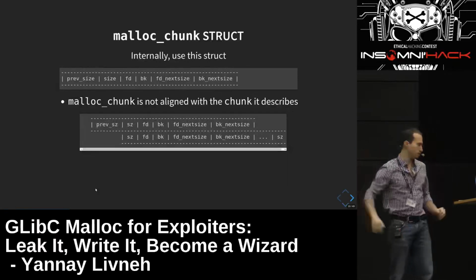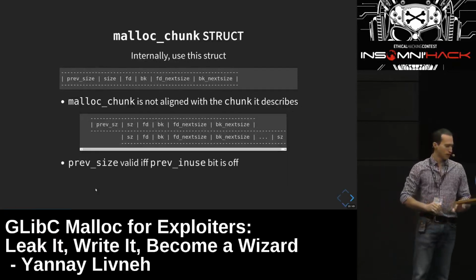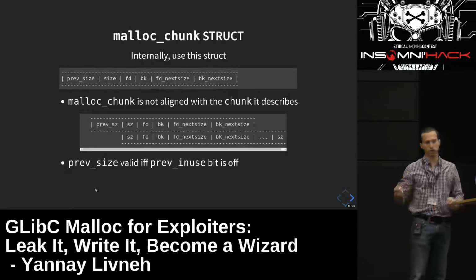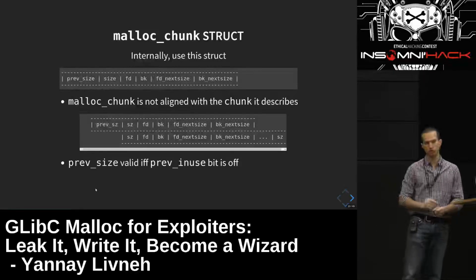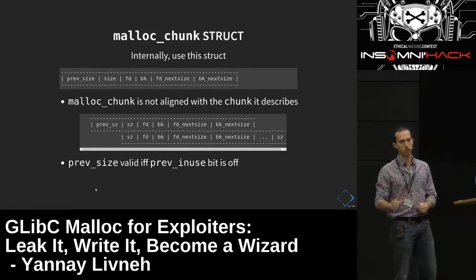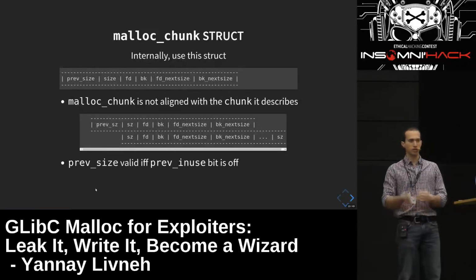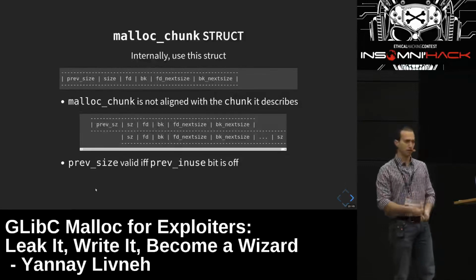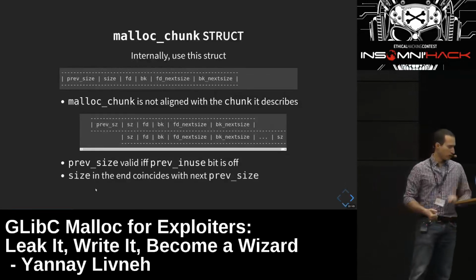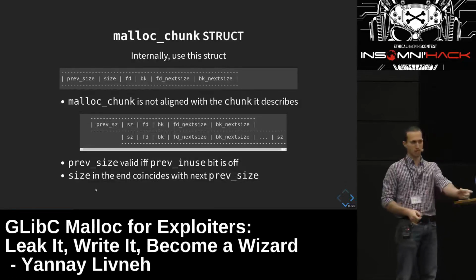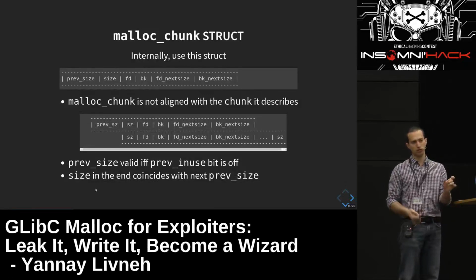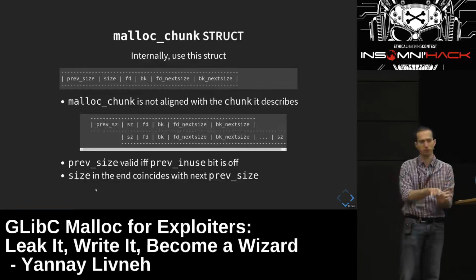And you see that the previous size field is only valid if the previous in-use bit is off. So if the previous in-use bit is off, you can read the prev size field and know the size of the previous chunk. And it means that the size of the previous chunk, the size in the end of the chunk, coincides with this field of previous size. So this is how it works.